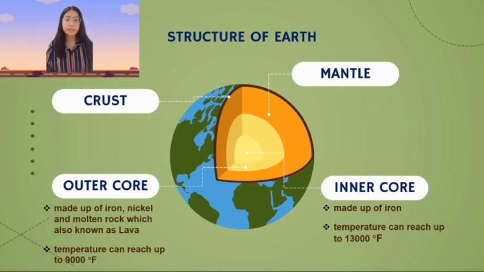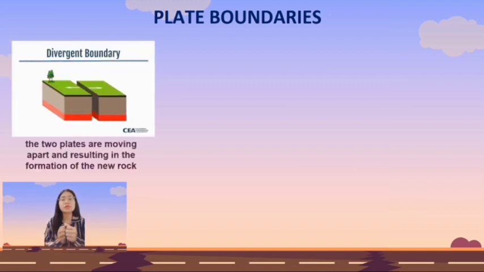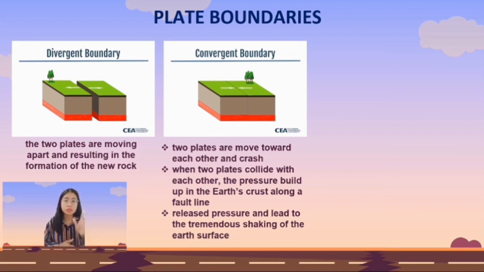In simple words, divergence is where 2 plates are moving apart, resulting in the formation of new rock. Meanwhile, convergence is where 2 plates move toward each other and crush, resulting in a quake. It is because when 2 plates collide with each other, the pressure builds up in the earth's crust along a fault line. Then, when the plates move at the fault line, this pressure will release and lead to the tremendous shaking of the earth's surface, which is known as a quake.